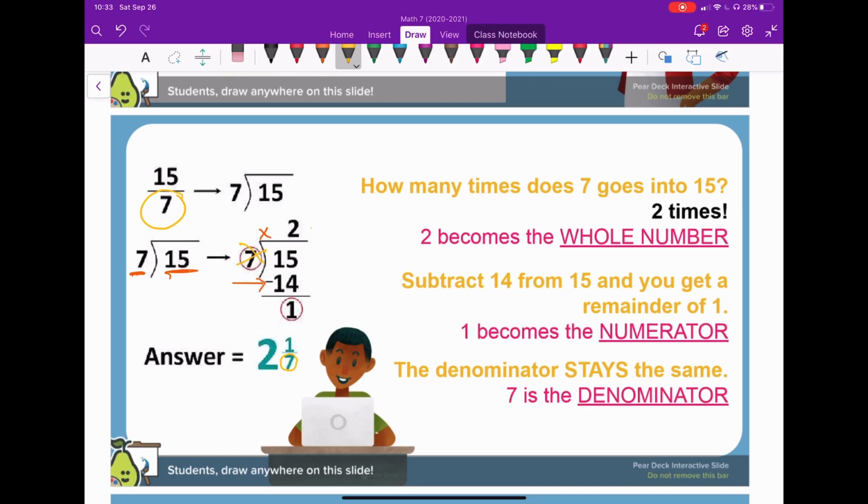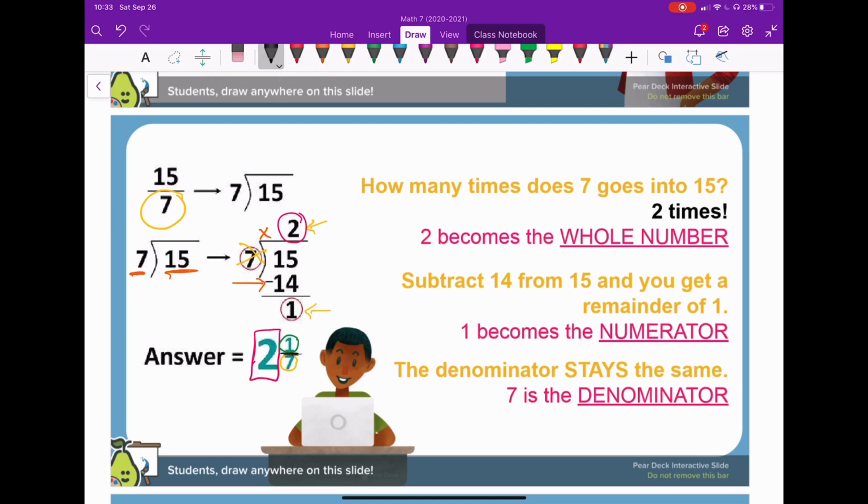Now we have a 2 over here, and we have a 1 over here. The 2 is the number we just multiplied by to get 14, right? 7 times 2 is 14. That number you multiply by is saying that 7 goes into 15 2 whole times. So that will be your whole number. It goes exactly 2 whole times, but that gives me 14, not 15. So that means that there's only 1 left over. So that little 1, we put on the numerator because it's a part.